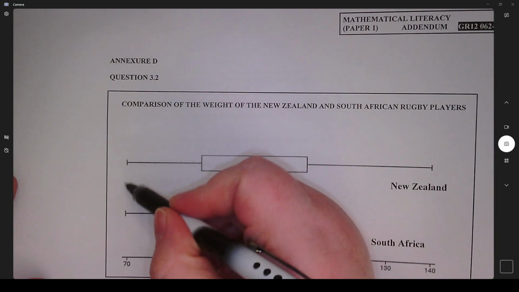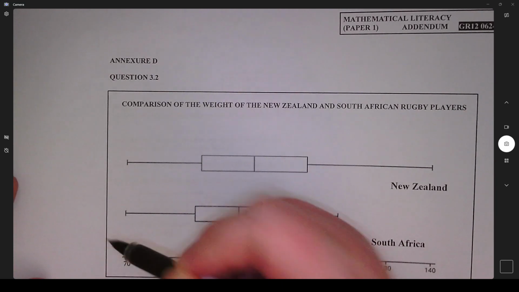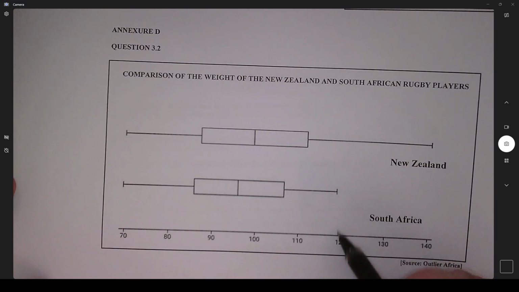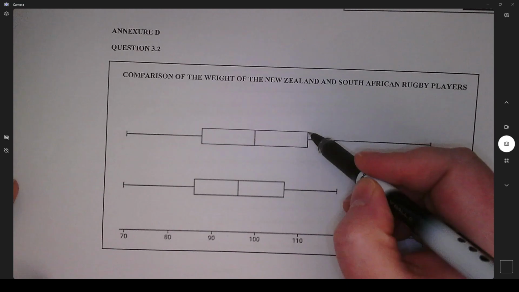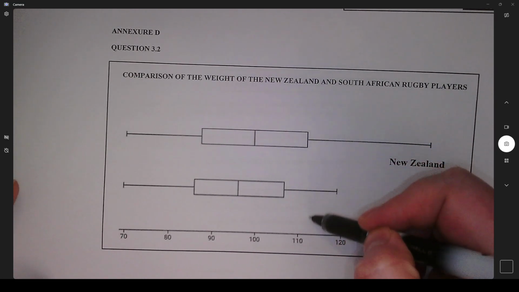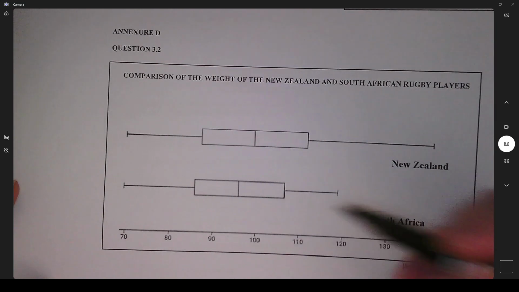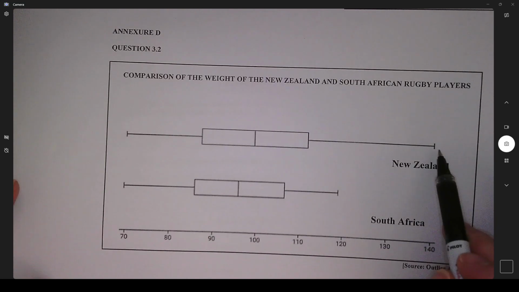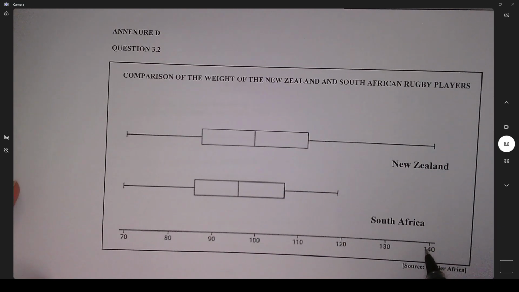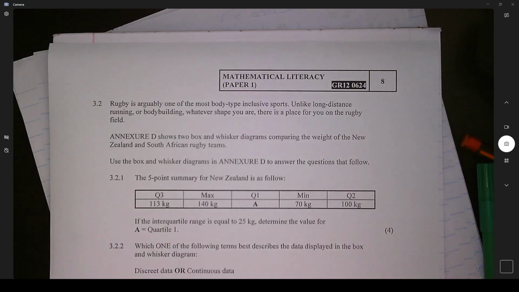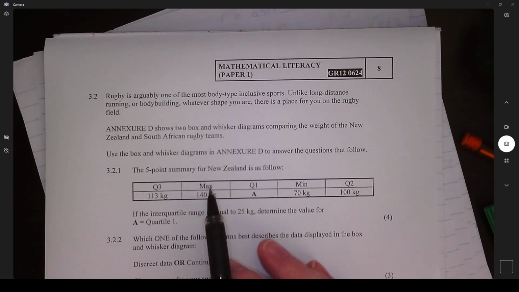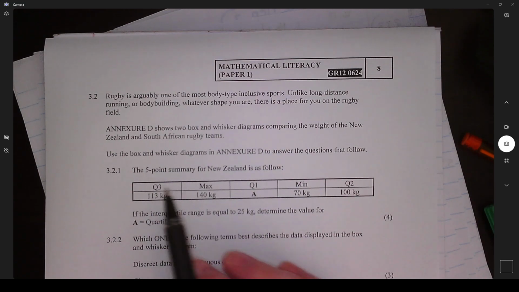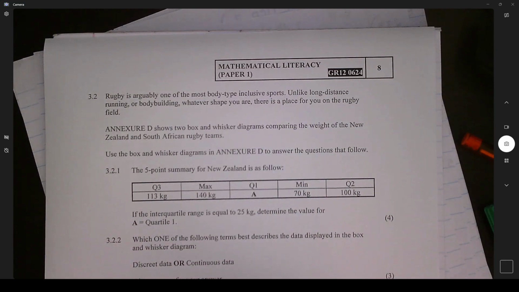We can see that the minimum for both teams is 70 kilograms. And then the maximum here is roughly 119, 118, where the upper quartile here would be roughly 112, 113. Their maximum looks like 140 over here. They are asking us to work with this. This is the 5-point summary for New Zealand. They give us quartile 3, maximum, quartile 1, minimum, and quartile 2.